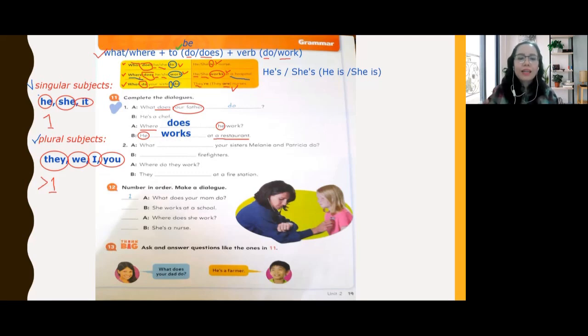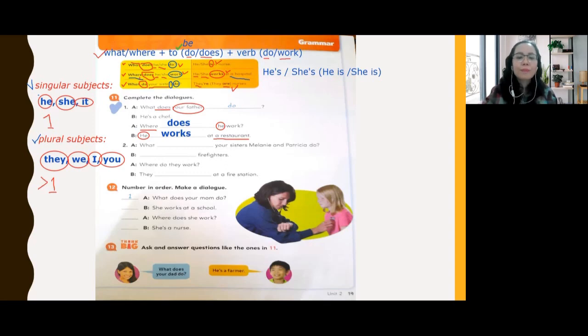Anak-anak, karena yang digunakan subjeknya adalah he, tunggal, ya, dan menggunakan kata tanya where berarti membutuhkan jawaban berupa tempat kerja. Di sini sudah tersedia a restaurant, namun kita harus melengkapi dengan to be apa yang tepat. Do or does untuk singular. Seperti yang Miss jelaskan tadi di kotak grammar. Ya, does.